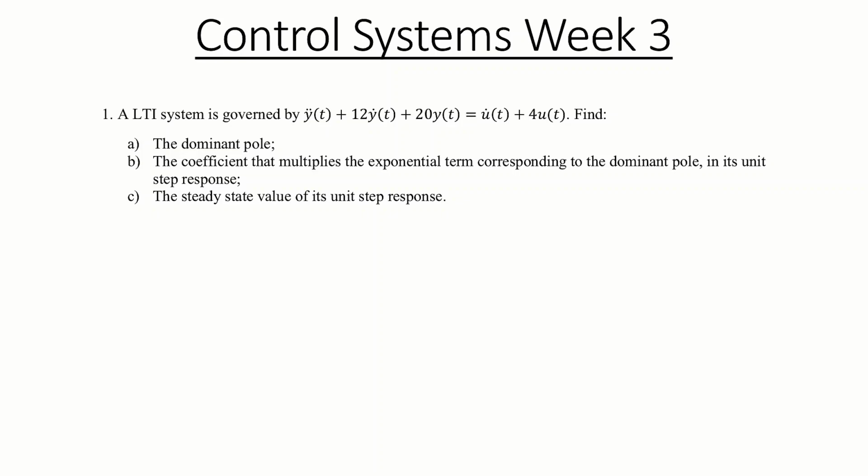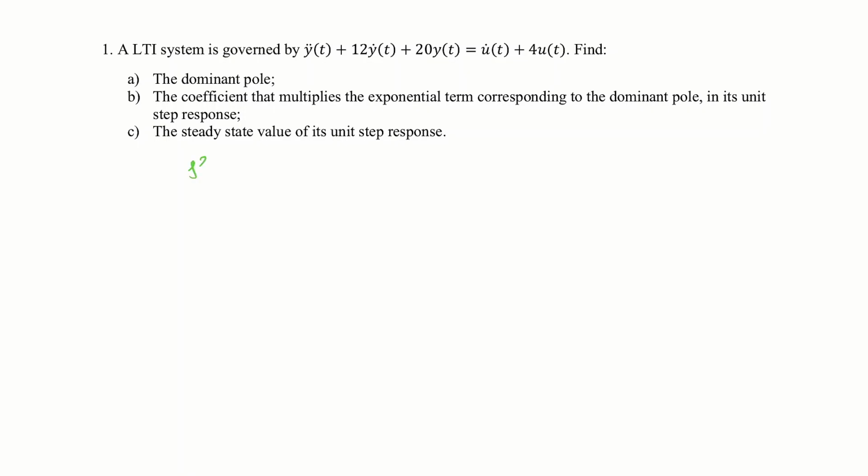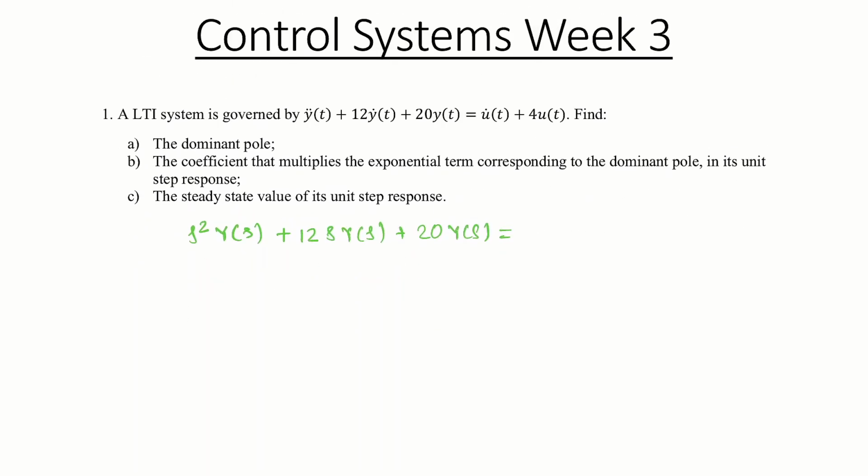So first, what is the dominant pole? The dominant pole is that pole which is closest to the imaginary axis or closest to the zero or origin. So if we take Laplace transform of the given differential equation, we'll have s square y of s. We'll also substitute zero initial condition here. So 12 into s into y of s plus 20 into y of s is equal to u dot of t. So s into u of s plus 4 into u of s.